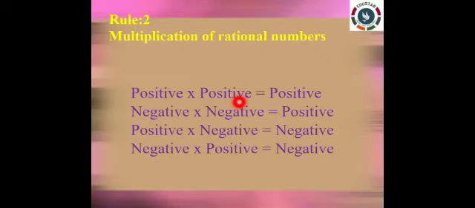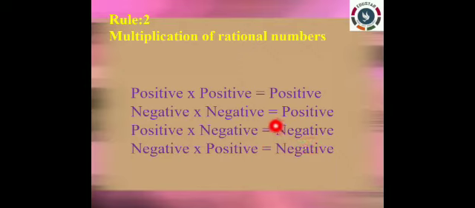Positive into positive rational number, we get a positive rational number. Negative into negative rational number, we get a positive rational number. Positive into negative rational number, we get a negative rational number. Negative rational number into positive rational number, we get a negative rational number.